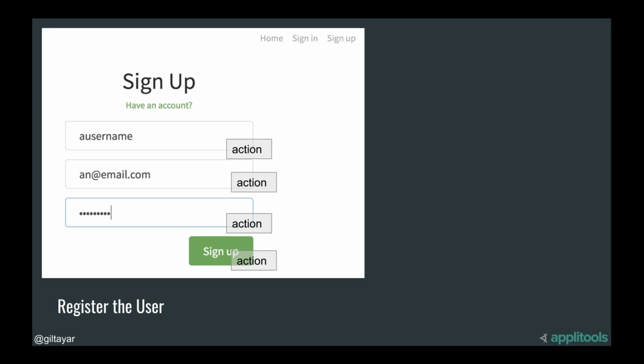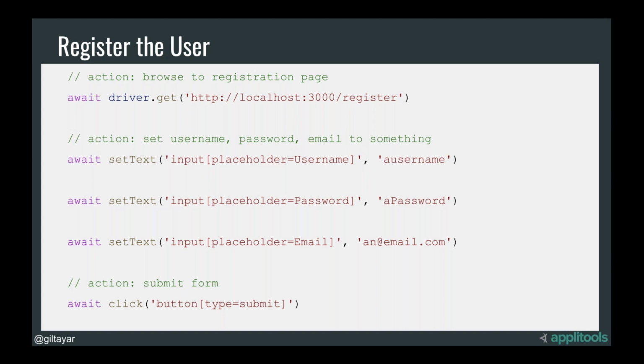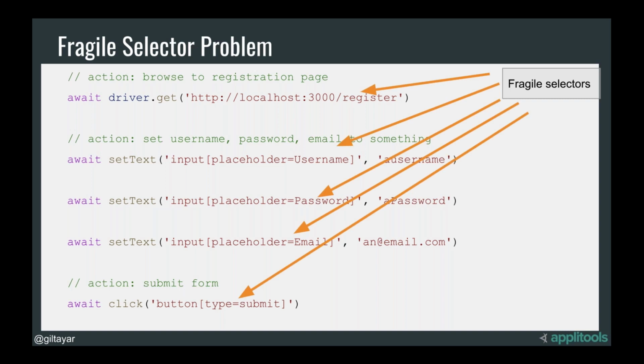So the first thing we want to do is sign up, register a user. There are 3 actions: a username, email, and password. And the 4th action is the clicking of the button. And this is basically how it looks. I navigate to the register. We already saw that. Set text, set text, set text for the username, password, and email, and then click on the button.